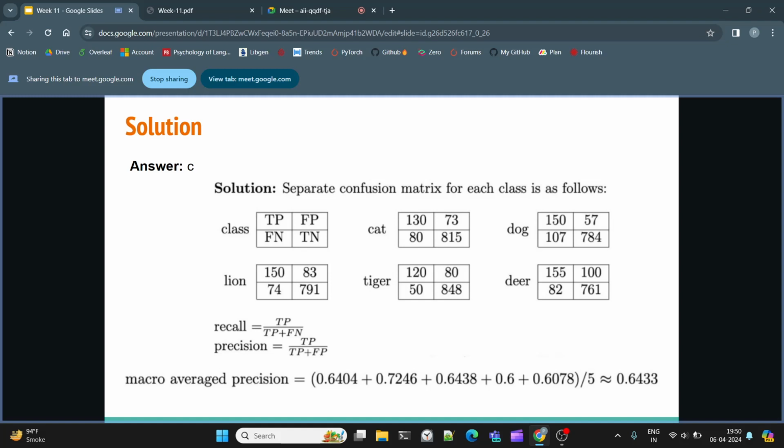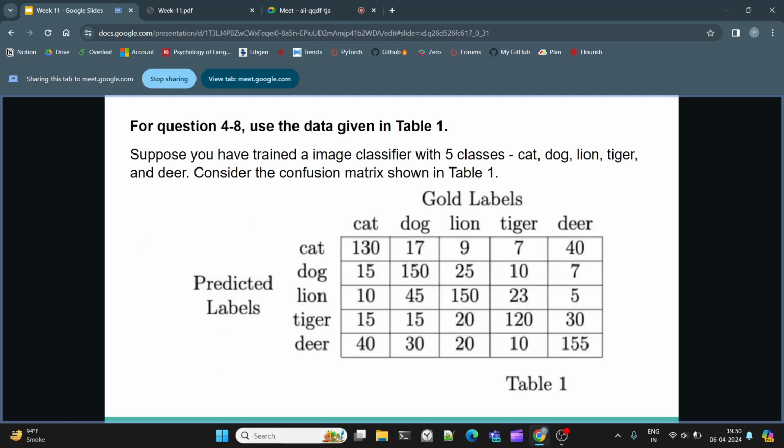Row-wise you say false positive, but column-wise it is false negative. Here the predicted label and the goal label are different. Here the predicted label is cat, the goal label is different. But when you focus on this, the goal label is cat, but the predicted label is something else. That is how you determine it.